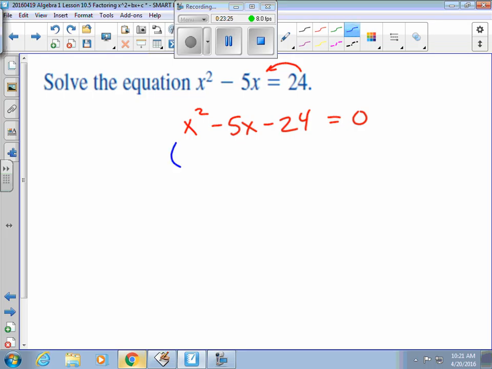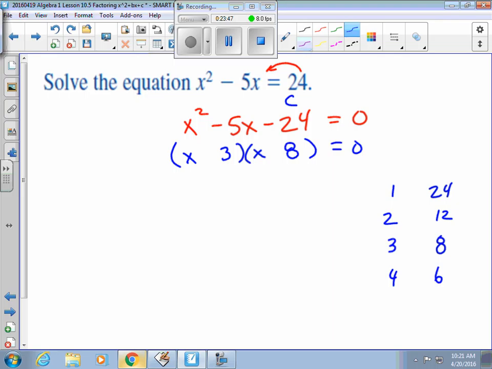Next thing we want to do, factor it out into two binomials, x times x, and factor out 24. 1 times 24, 2 times 12, 3 times 8, 4 times 6. Which pair gets you to b's value? 5. The only pair is 3 and 8. This sign tells us we're subtracting them, and they're different. This sign says the larger number is minus. x minus 8 and x plus 3.